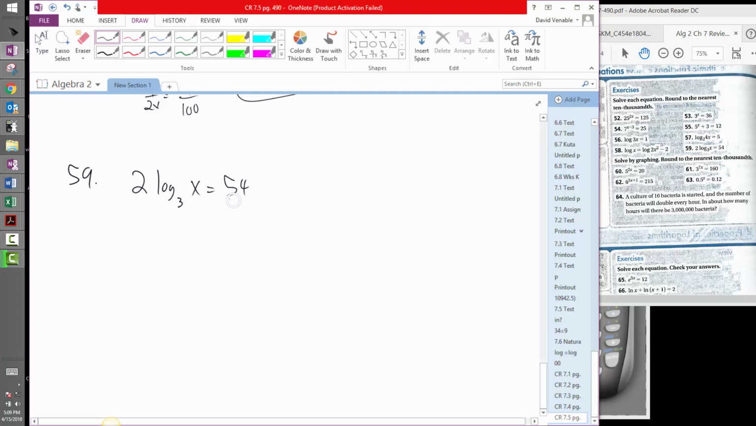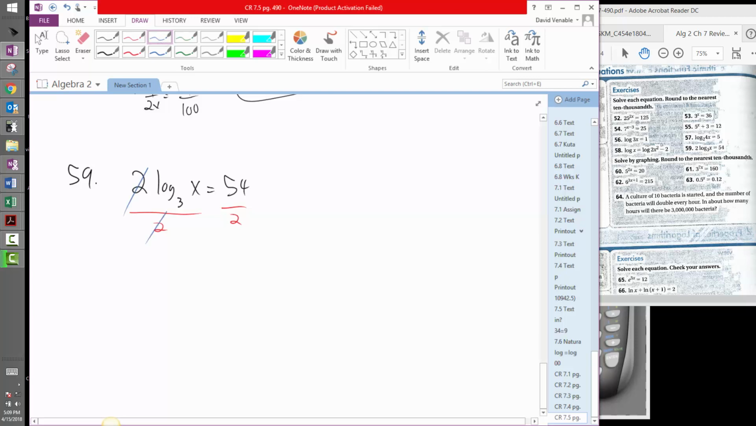Again, we want to find the answers, round to the nearest thousandth. That's number 59. All right. I want to get first to where there's one log before I raise something to a power. It's like, oh wait, but there's this 2. I actually have 2 options, but I'm going to do this. I want to get rid of the 2.